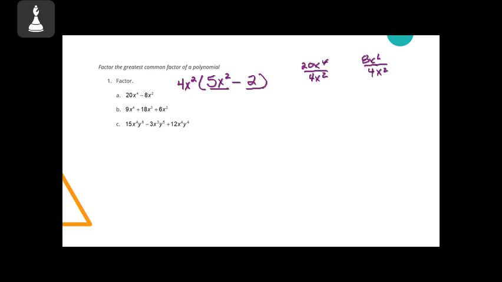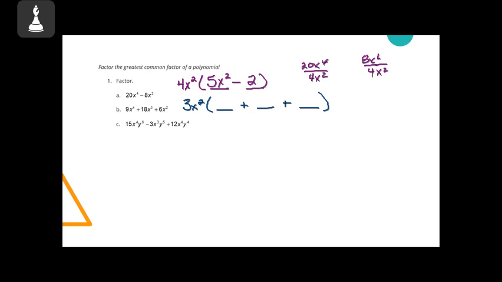I can extend it to 3 terms, 4 terms, however many terms I have. So the next one, 9x to the fourth plus 18x cubed plus 6x squared. Looking at the numbers 9, 18, and 6, they're all divisible by 3. And then looking at the x's, I have to take the smallest one, so x squared. Now this one's a 3 term, so I'm going to have something plus something plus something, and I'm going to fill in all the blanks.